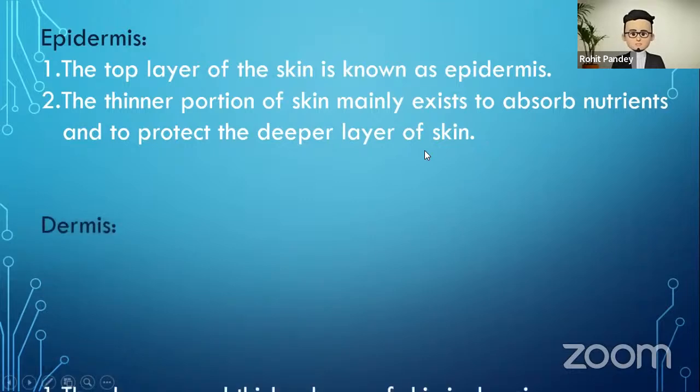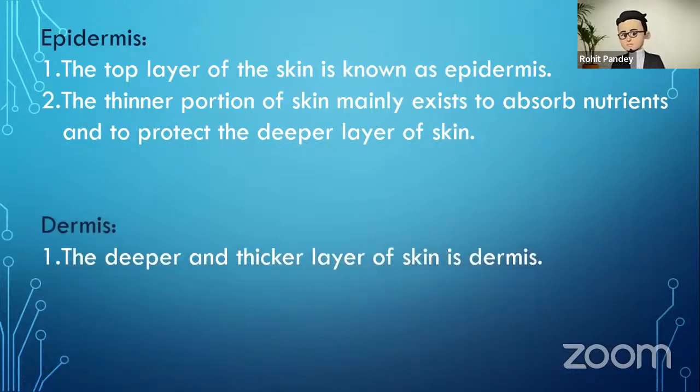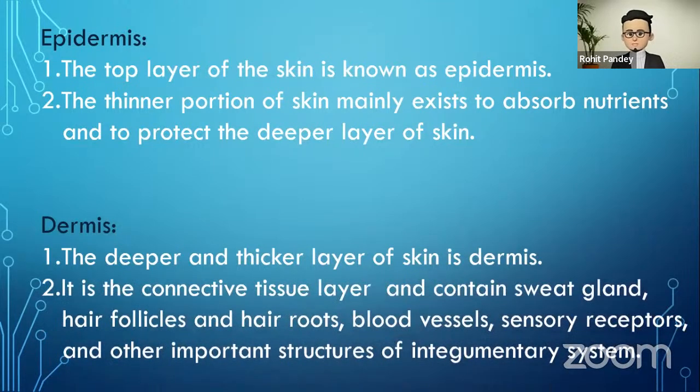And the dermis, the deeper and thicker layer of the skin, is called dermis. The second point is that it is the connective tissue layer and contains sweat glands, hair follicles, hair roots, blood vessels, sensory receptors, and other important structures.